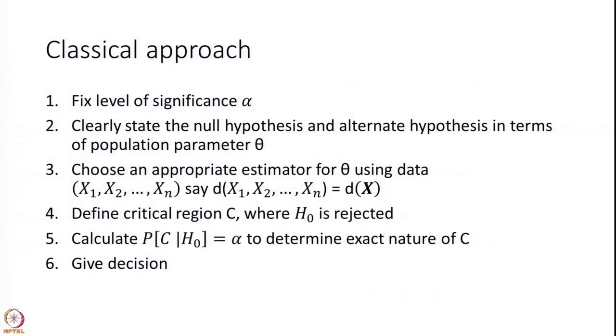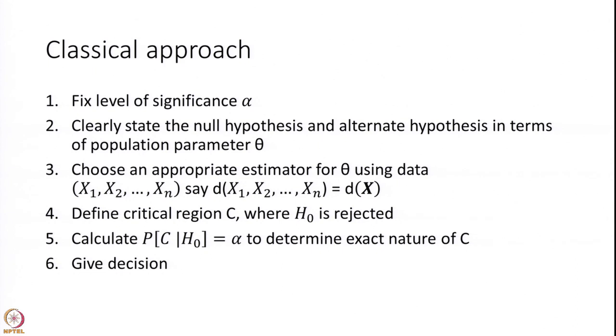So let us start with the classical approach of 6 steps. Quickly, first we fix a level of significance alpha, which is a small value typically chosen at 1%, 5%, 10% kind of levels. Then we clearly state what is the null hypothesis and what is its alternate hypothesis, that is, for what condition the critical region falls is what we have to define.